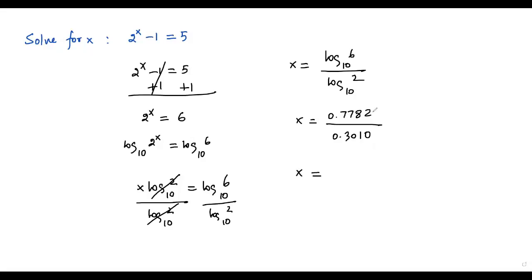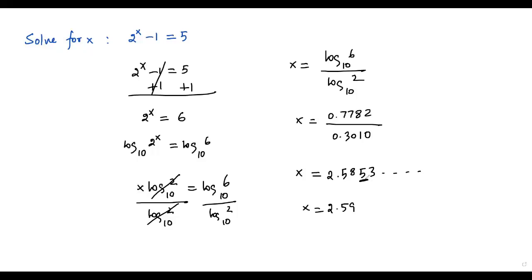Okay, now we have to divide 0.7782 by 0.3010. So when I divide, I'll be getting 2.5853, and it keeps going. If I round this value to the nearest hundredth, it will be 2.59.